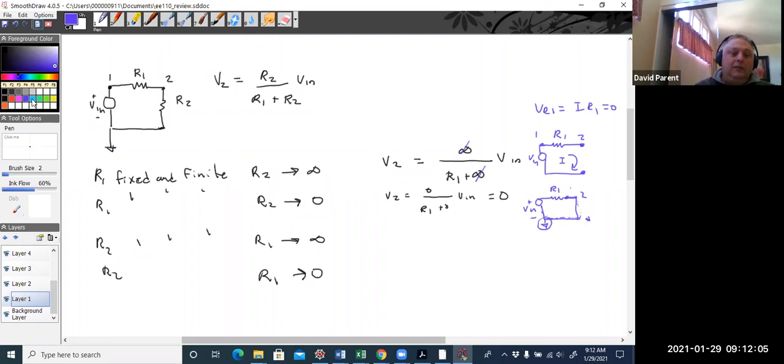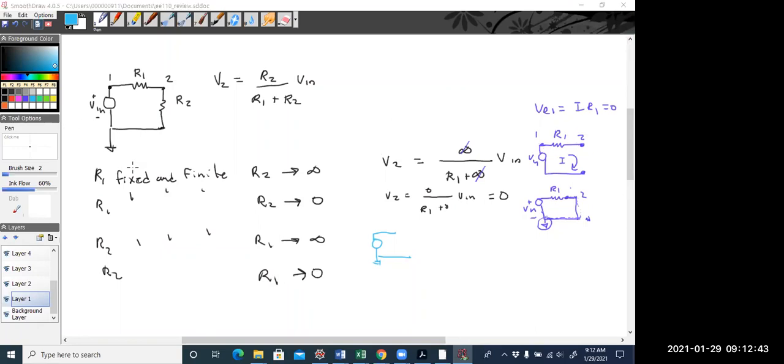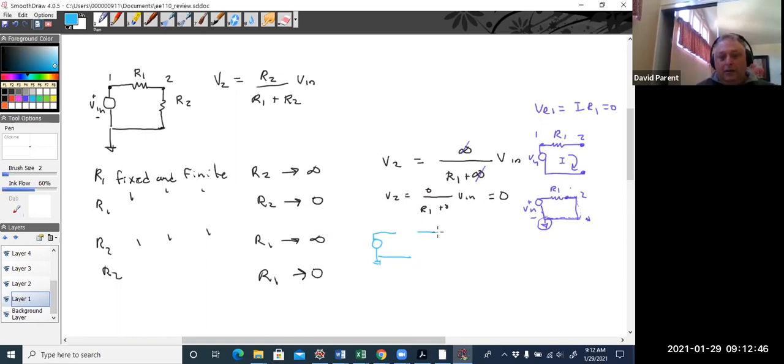So let's continue with our intuitive way. And so now R1 is going to go to infinity. So if I'm drawing the schematic and R1 is infinity, can anybody shout out what I'll put here, or how will I handle that? R1 being infinity? Is it an open circuit? Yep, open circuit. So I'll just leave a blank, right?